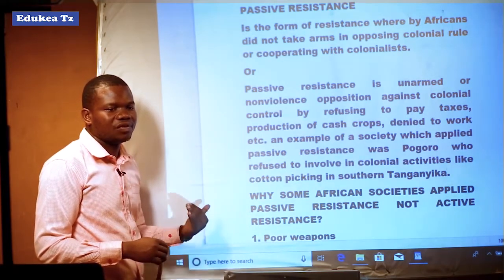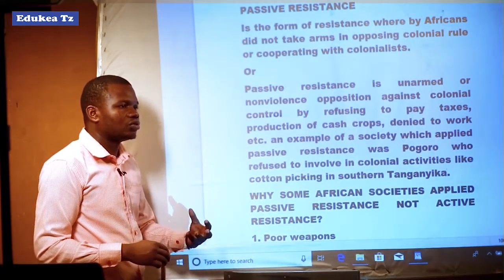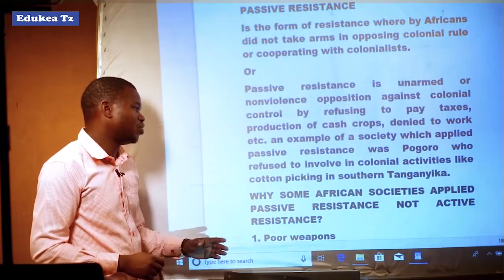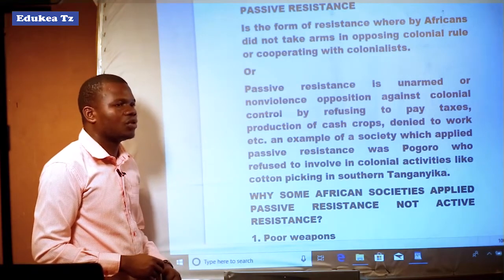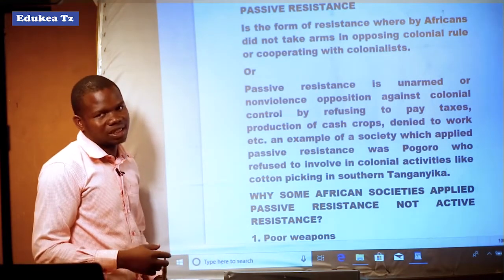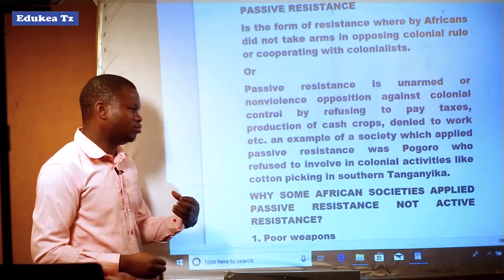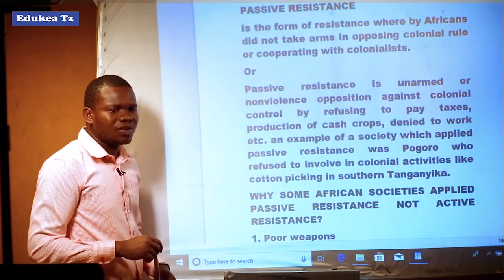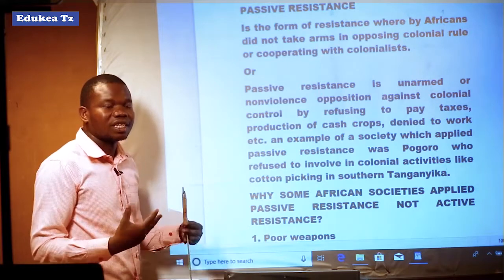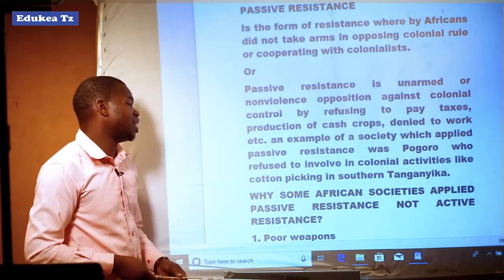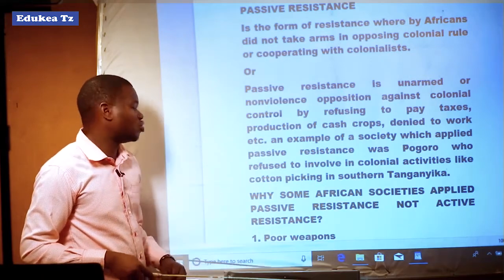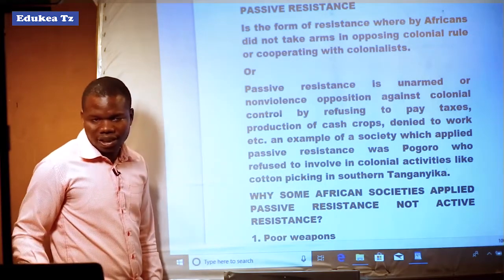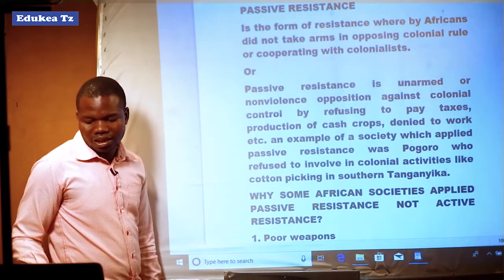For example, they were ordered to cultivate certain crops, while they refused. Instead of going to the farm to work as ordered, they just slept at their homes. Once the colonialists witnessed that those Africans had not attended the farm, they asked themselves whether there was a problem. Then they discovered that Africans had resisted their control. So why did some African societies apply passive resistance and not active resistance? There are factors. Let us now discuss those factors.